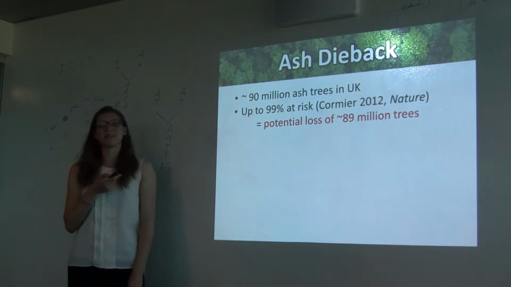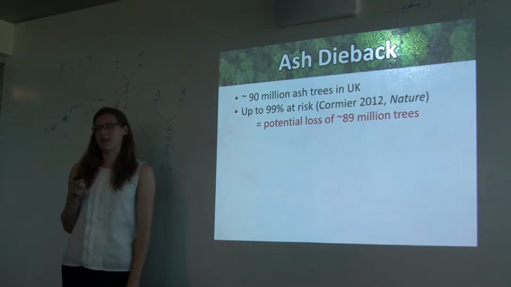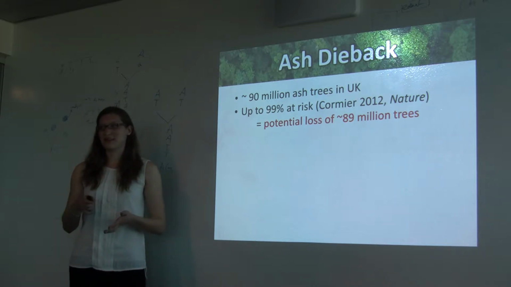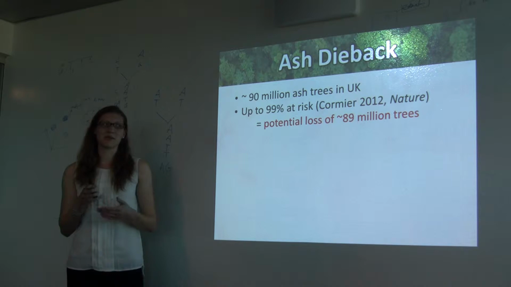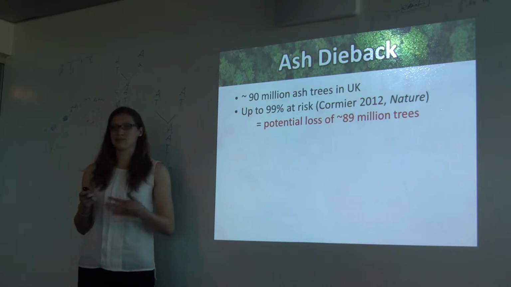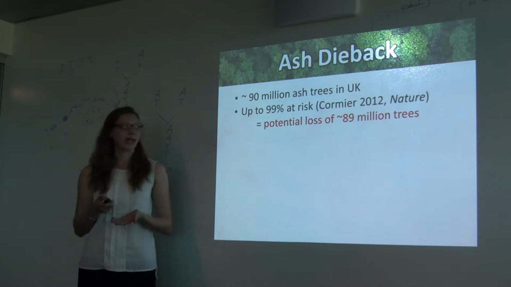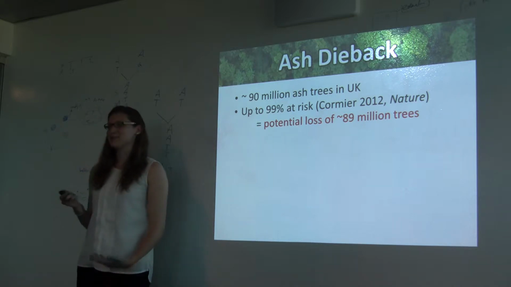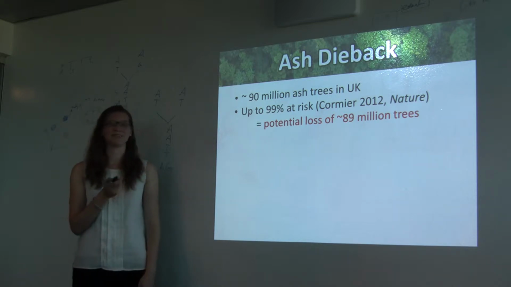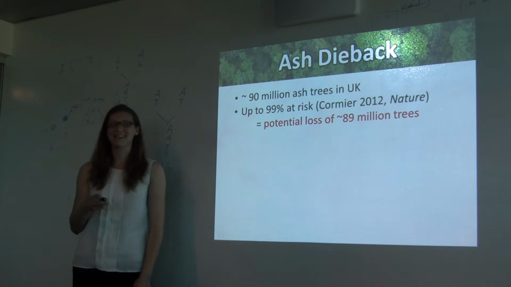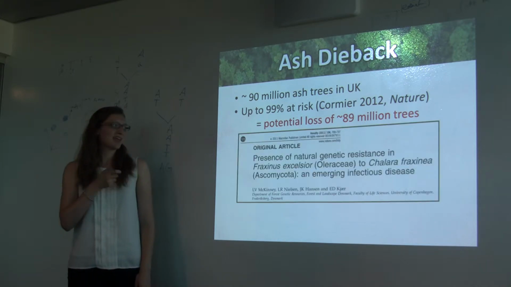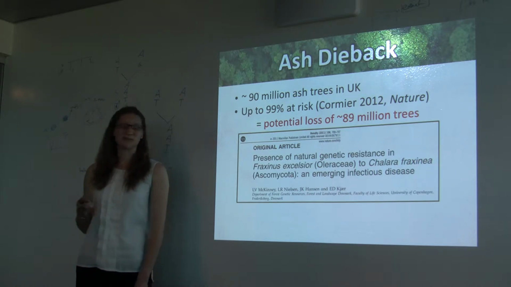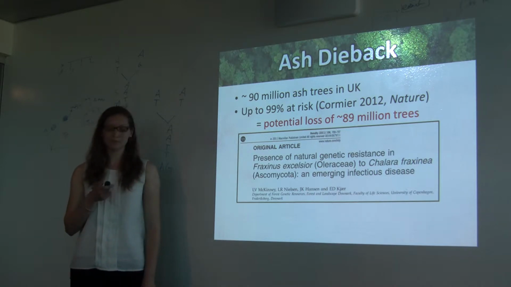So there are approximately 90 million ash trees in the UK. In Denmark, about 99% of the ash trees were infected by this fungus. So it's estimated that the same percentage is at risk in the UK. So this could be a potential loss of 89 million trees, which is really, really bad. There are a lot of ecosystems that are dependent on this tree, so it's pretty bad. But luckily, there is some natural genetic resistance in the UK population, about 1 or 2%.